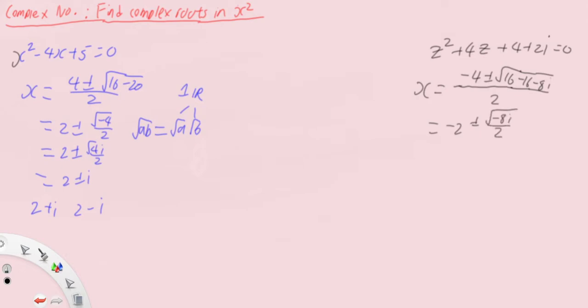The problem is, some of you might try to do root minus 8 times root i. You can't do that, because this is an imaginary number and this is also an imaginary number. We can't use that rule if neither of the numbers are real. However, you can do root minus i and root 8. That works as well. This works, the other doesn't.